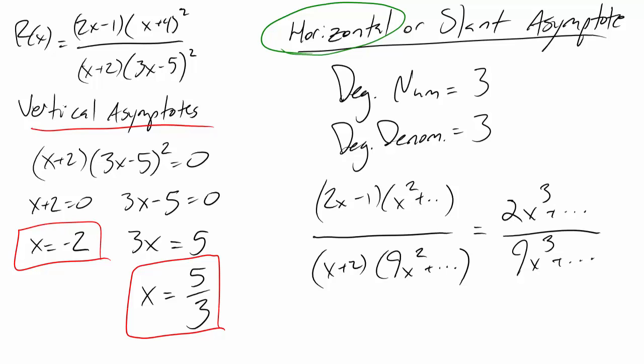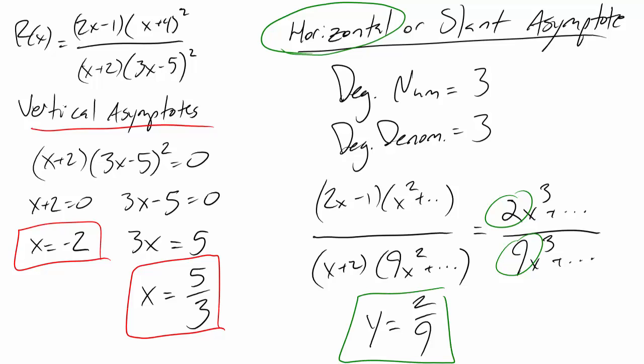And when the degree of the top of the rational function is equal to the degree of the bottom, we find the horizontal asymptote by just examining the leading coefficients, which in this case are 2 and 9. And remember, we're describing a horizontal line, so that's going to be y equals some number, in this case 2/9, whatever those leading coefficients happen to be. So that is the equation for our horizontal asymptote. Remember, asymptotes are equations of lines, so you need to have the y equals part in there as well.